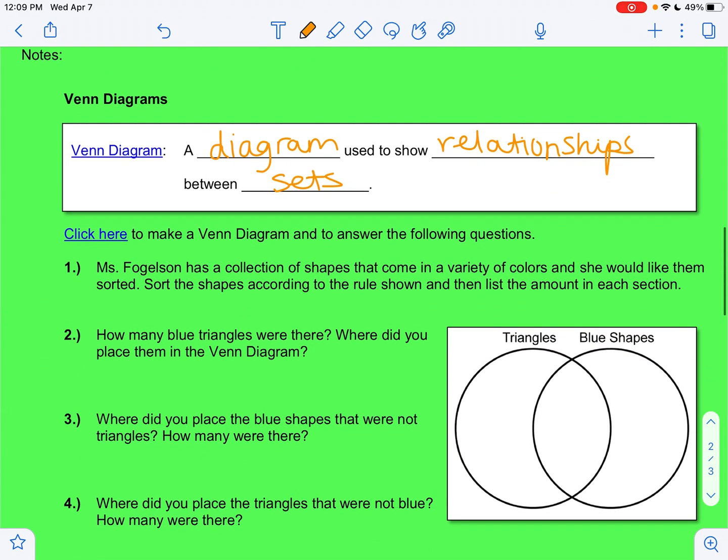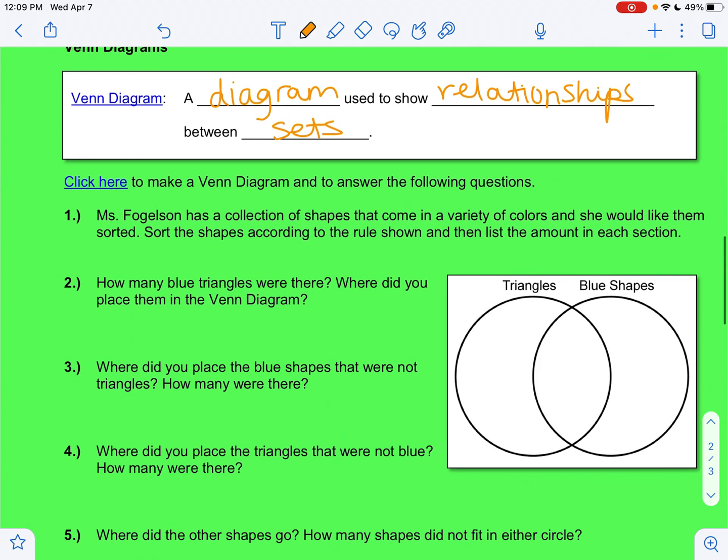Awesome. Our last one that we're talking about today are Venn diagrams. A Venn diagram is a diagram used to show relationships between sets. So you might compare different things in language arts that use Venn diagrams. We also can use Venn diagrams in math. So we're going to do a little activity. I would like you to sort different shapes according to these two rules. Triangles in one, blue shapes in the other.